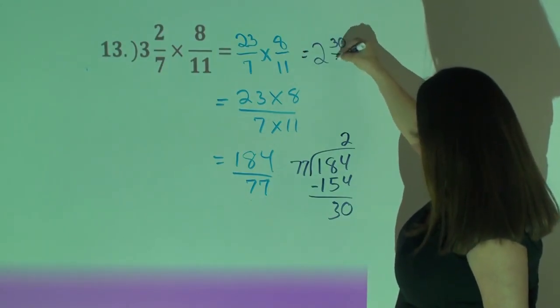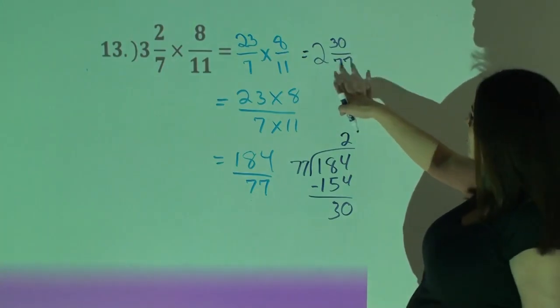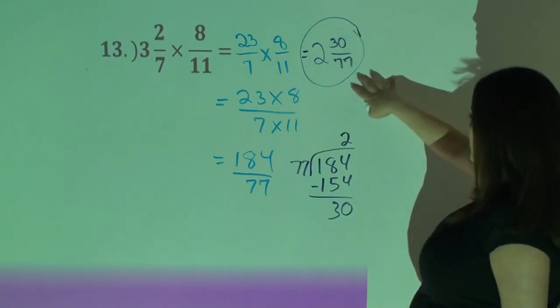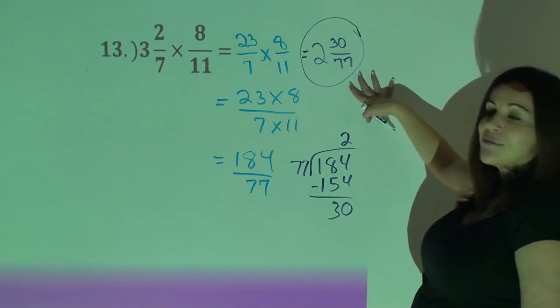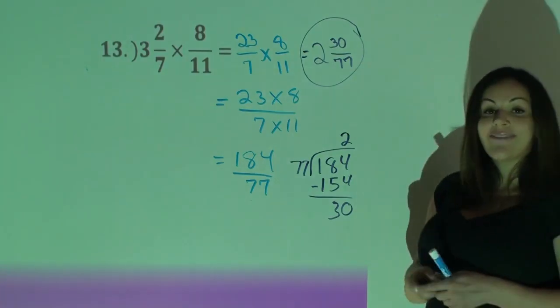And so if you notice, we don't always have nice, pretty answers. Sometimes you're going to get answers like this, and actually in real life, most things are not nice and pretty numbers. So your final answer is 2 and 30 over 77.